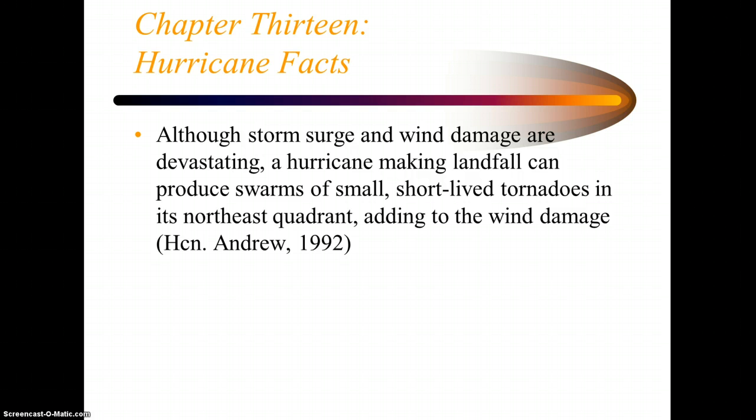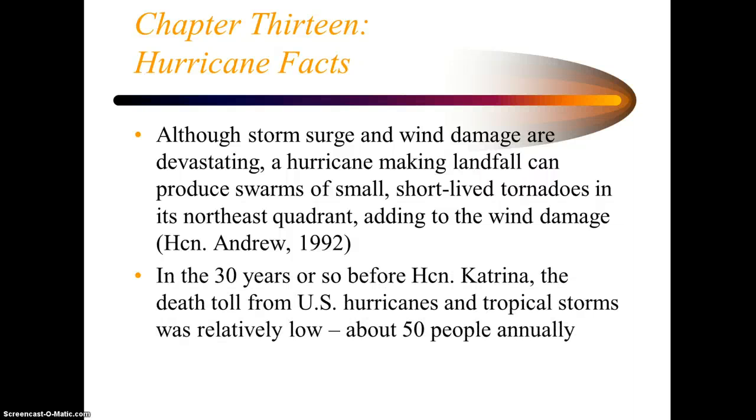Although storm surge and wind damage are devastating, a hurricane that makes landfall can produce swarms of small, short-lived tornadoes in the northeastern quadrant of the storm. That adds to the wind damage. Hurricane Andrew in 1992 hitting eastern Florida is certainly a big example of that.